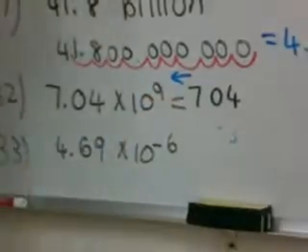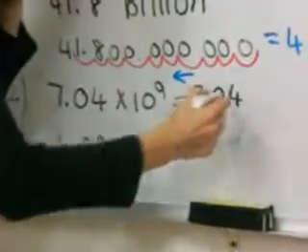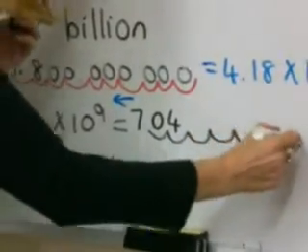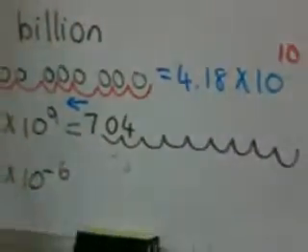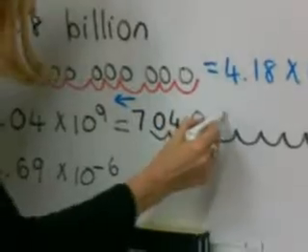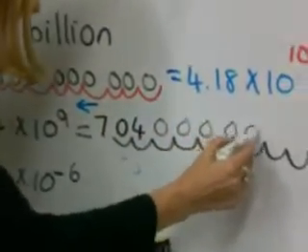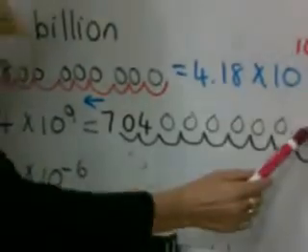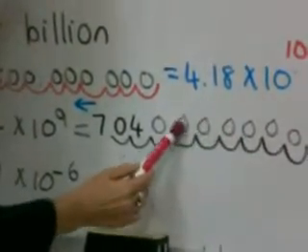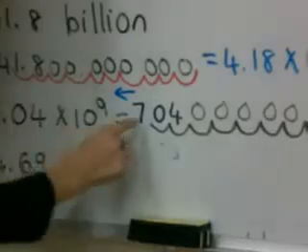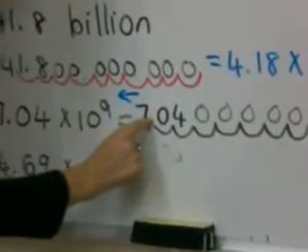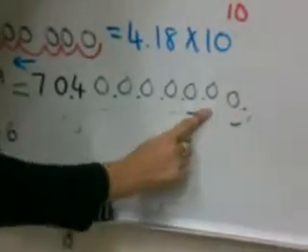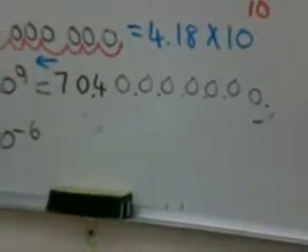And then I'm going to go 1, 2, 3, 4, 5, 6, 7, 8, 9. Okay, now let's fill in zeros. 1, 2, 3, 4, 5, 6, 7 zeros. Let's just count back. Let's count them. 1, 2, 3, 4, 5, 6, 7, 8, 9. This is where the decimal point was. Okay, so that is the number if I write it out in ordinary notation.